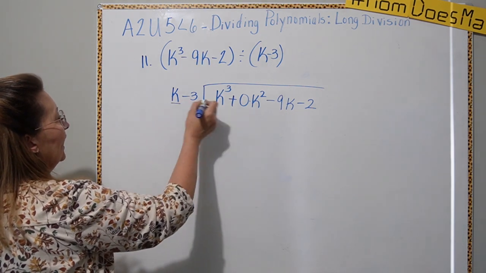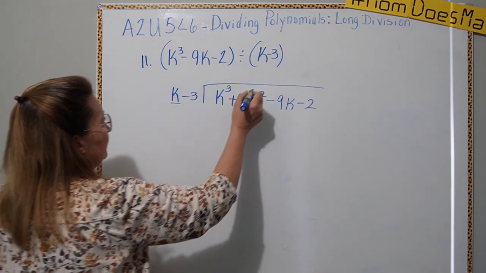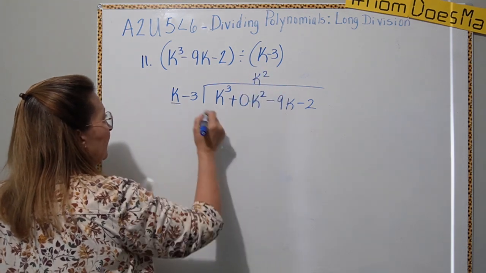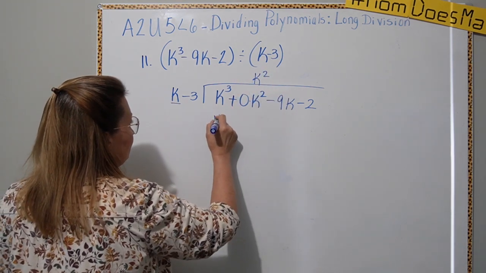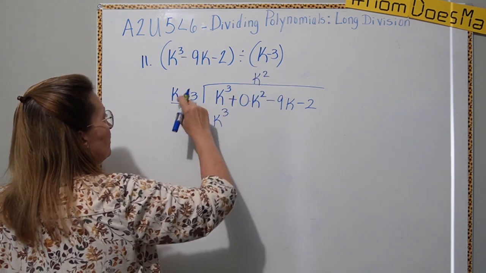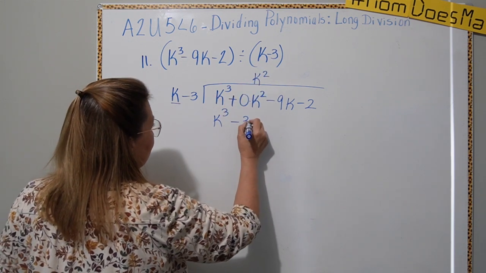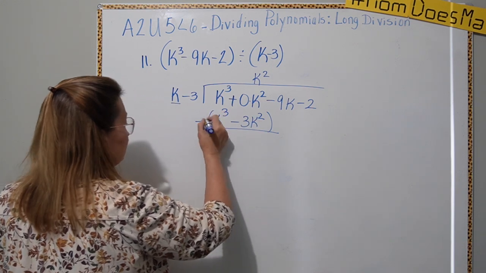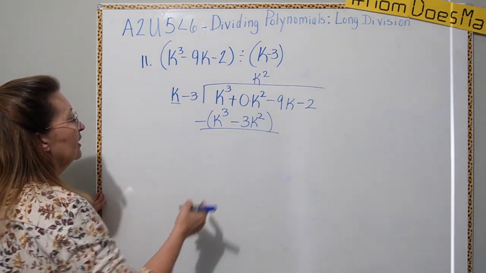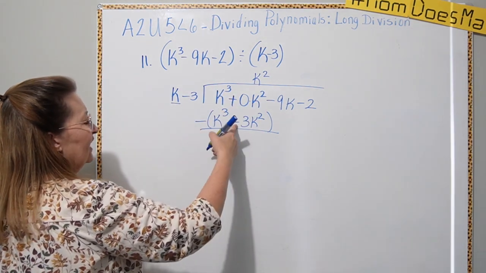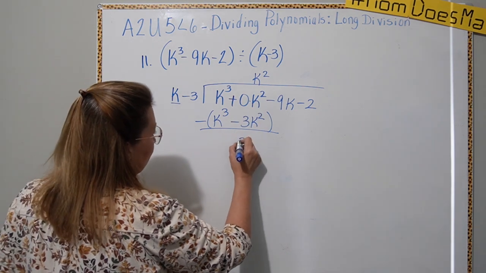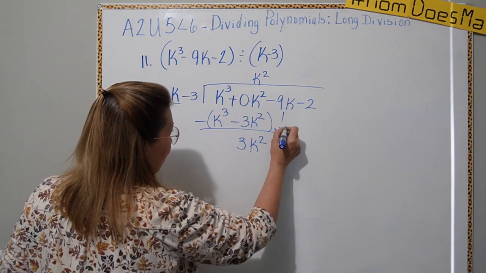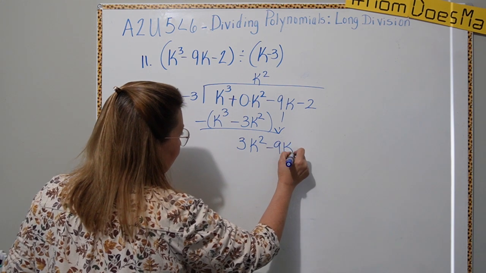What would I multiply k by to get k to the third? K to the second. Now you multiply. K times k squared is k to the third. And k squared times negative 3 is minus 3k squared. And we're going to subtract. These two cancel out. Now, 0 minus negative 3 is positive 3. So I'm going to have 3k squared. And then I'm going to bring down the minus 9k.